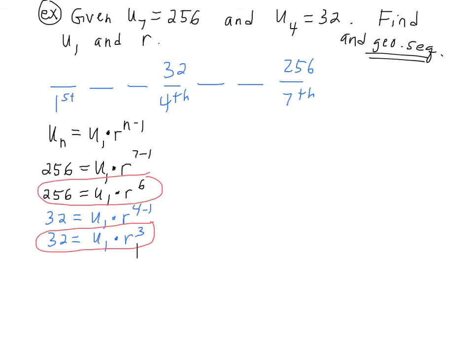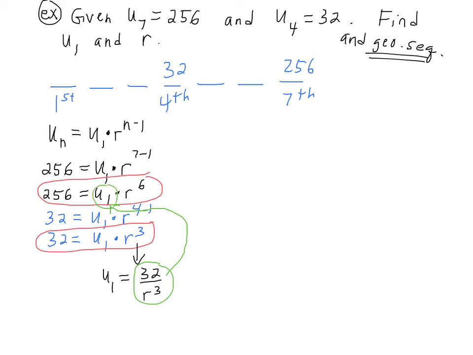So if we were to take this equation here and solve for u sub 1, u sub 1 would be 32 divided by r cubed, right? So that's what u sub 1 is. So what we could then do is take this expression and put it into the other equation where we see a u sub 1.